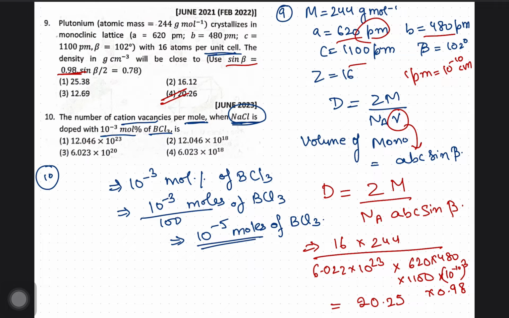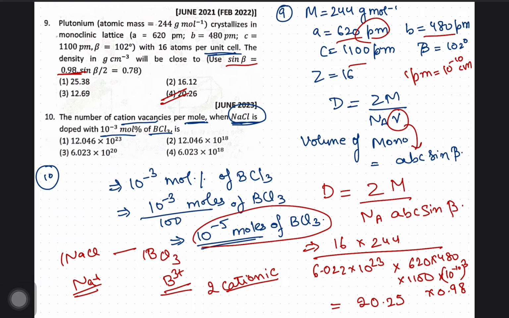Now see, when we are replacing one Na+ with one B, which has a plus 3 charge, we are replacing one positive charge with 3 positive charges. So here 2 cationic vacancies are created, right? Similarly, if we replace this much moles of BCl3, you have to see how many vacancies are created.